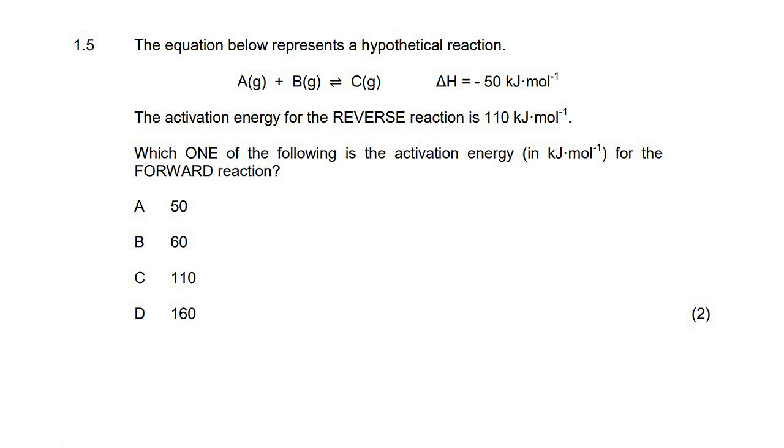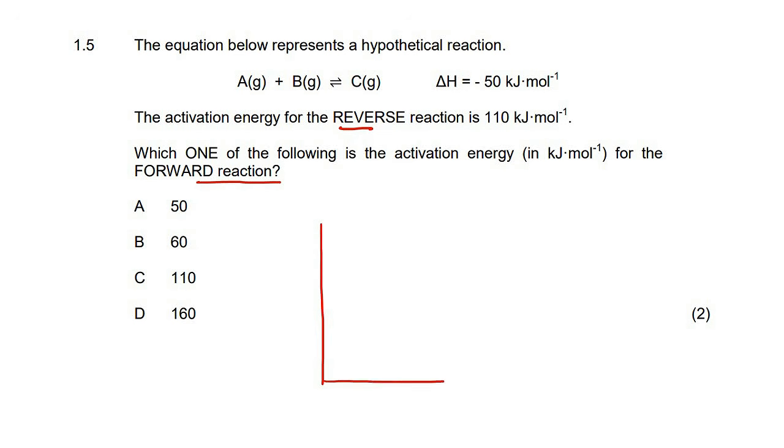The equation below represents a hypothetical reaction. A plus B goes to C. The activation energy for the reverse reaction is 110. Okay, which one of the following is the activation energy for the forward reaction? Okay, don't just say 110 or don't just say 50. Let's go draw this out.